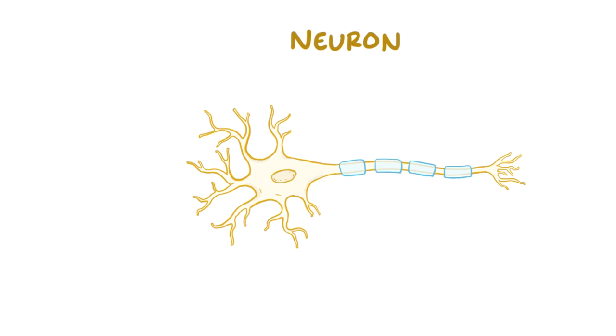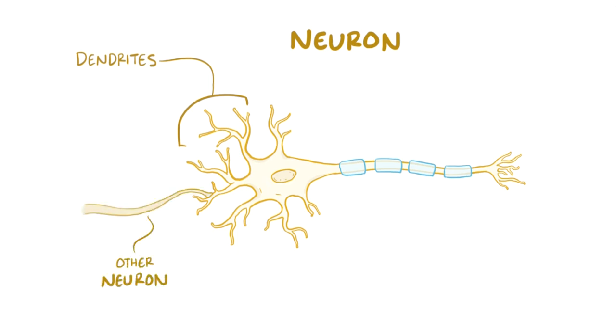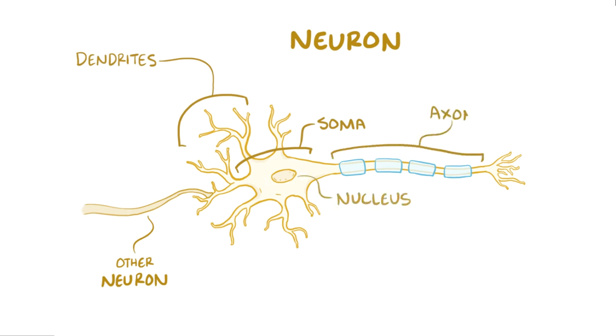Neurons are the cells that make up our nervous system, and they're made up of three main parts. The dendrite, which are little branches off the neuron that receive signals from other neurons. The soma, or cell body, which has all the neuron's main organelles like the nucleus. And the axon, which is intermittently wrapped in fatty myelin.